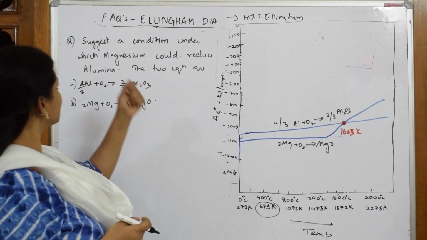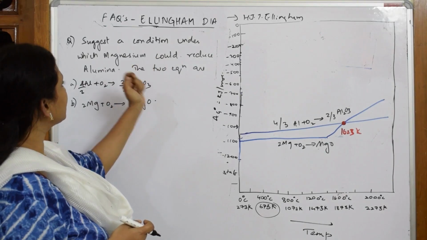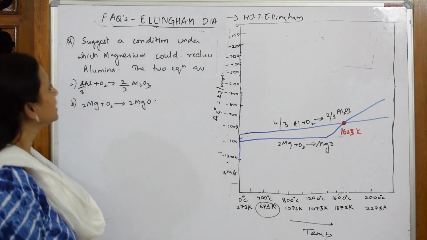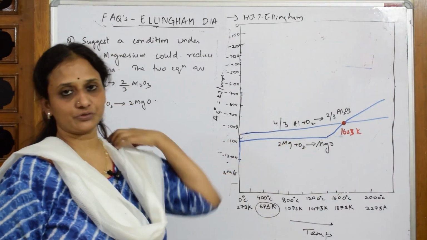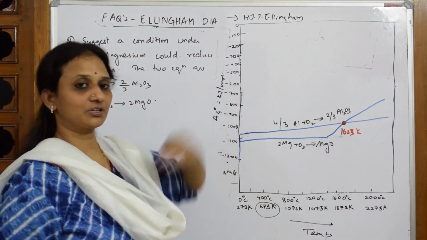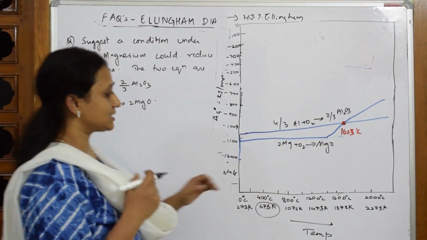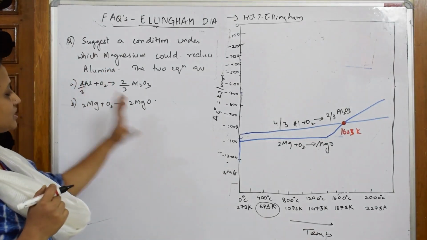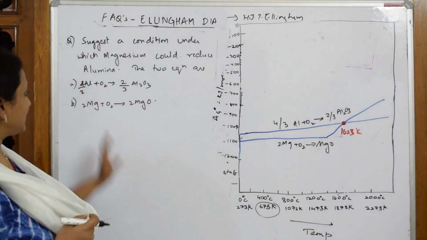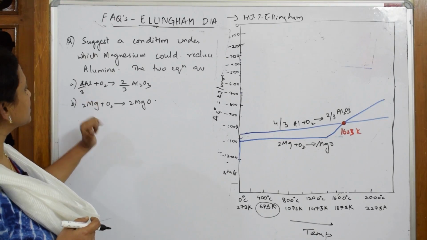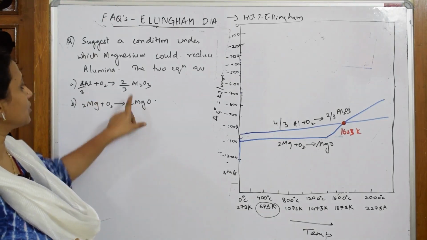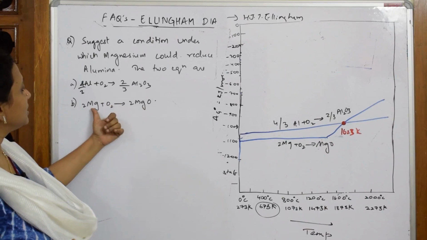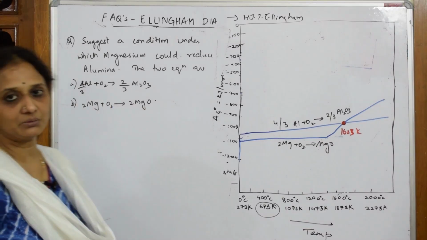Question. So what does this say? Suggest a condition under which magnesium could reduce alumina. The two equations are this. Now what did I do? I've just picked up and concentrated on these two graphs because the remaining should not confuse you all. So what did they say? Which is a better reducing agent? They said whether aluminium will reduce magnesium oxide to form magnesium metal, or magnesium will reduce aluminium oxide to form aluminium metal.